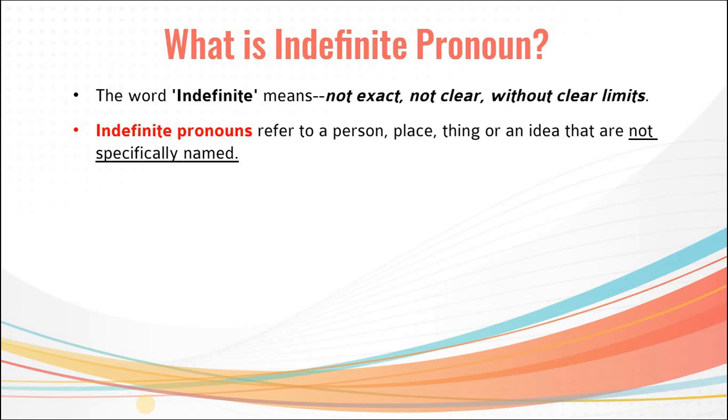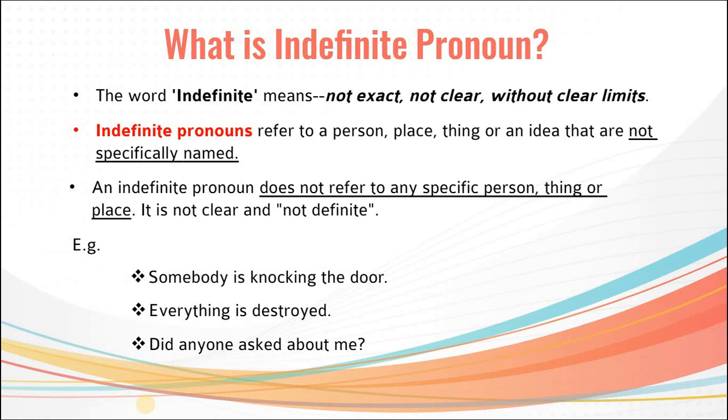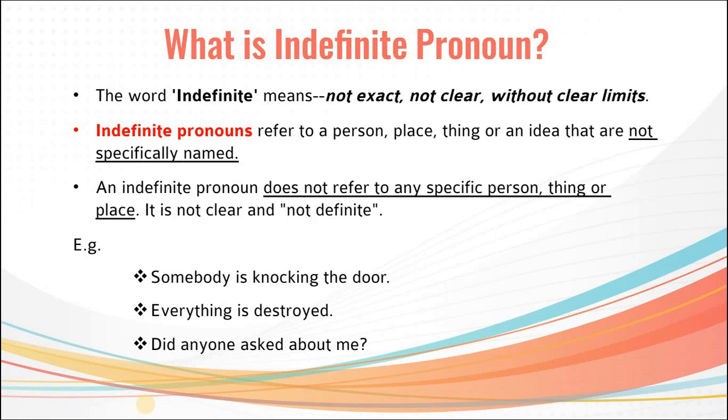For example, you say somebody is knocking the door. Who is knocking the door? Somebody. Who is somebody? I don't know. It's not clear. It is not exact. It doesn't have any clear limitations. An indefinite pronoun does not refer to any specific person, thing or place. Just like you say, somebody is knocking the door. So by saying somebody, you are not clearly mentioning who he is. It's not clear and not definite.